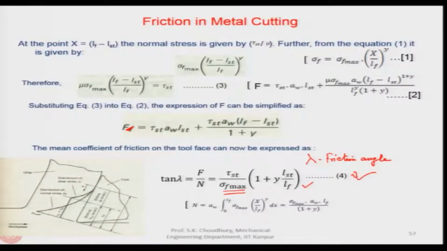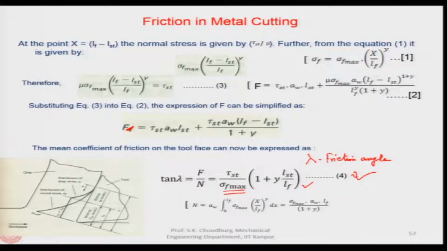Let me remind you, in our earlier session we were discussing Zorev's model of friction, and what we said is that here is the distribution of the normal shear stress along the chip-tool contact length, which is LF, and this is how the distribution of the shear stress looks. Here the shear stress remains constant in the sticking zone, because the normal pressure is very high, and when the normal pressure decreases in the sliding zone, the mu remains constant.